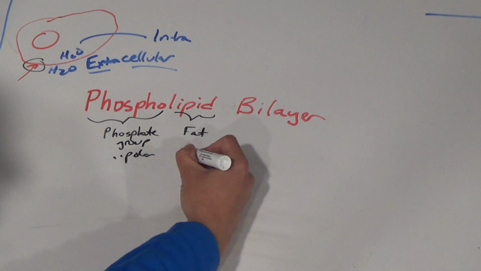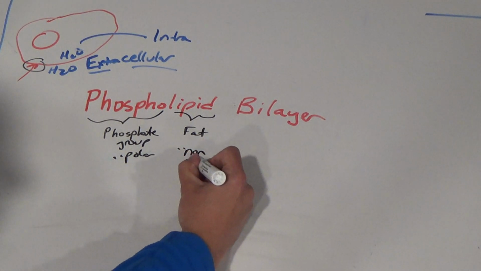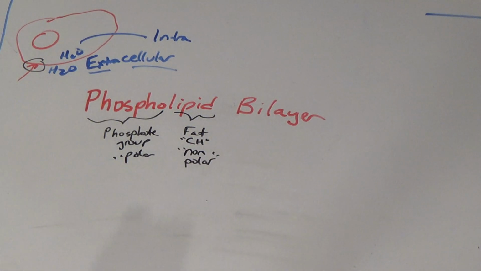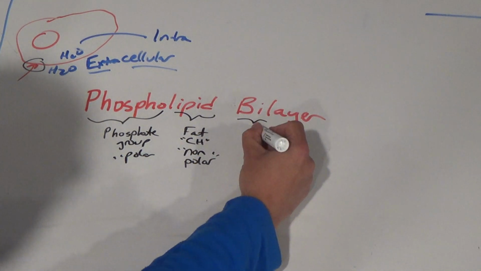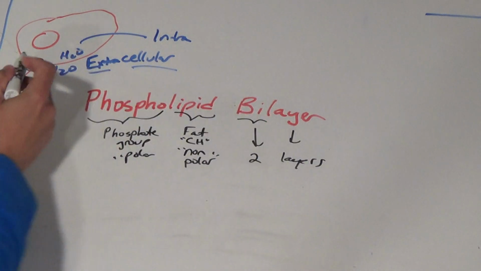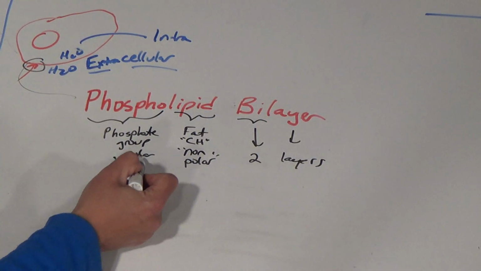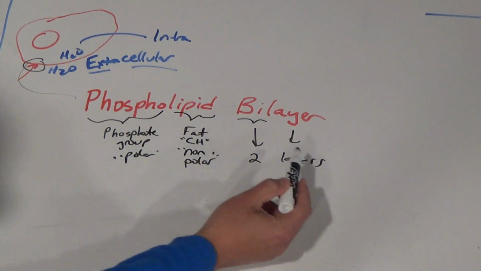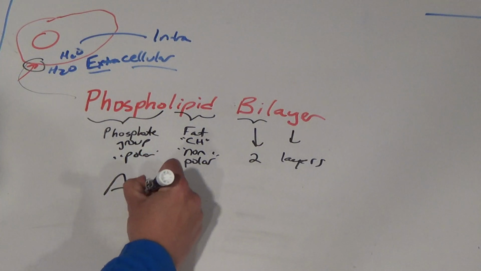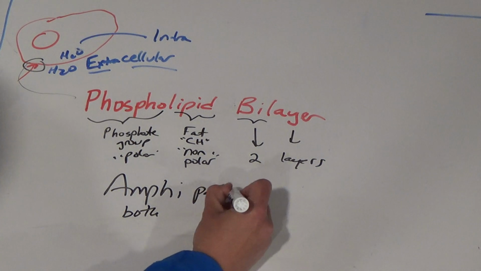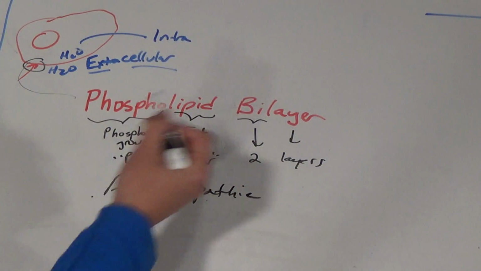The fats are non-polar. They are made of hydrocarbons, CH molecules. Bilayer means two layers. So the cell membrane has a phosphate group at the polar region, lipid, the fat region, non-polar, and two layers. That's why it's amphi, both, pathic. Okay? So far so good.